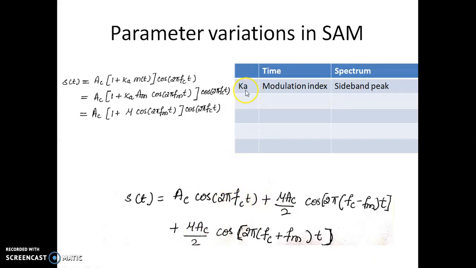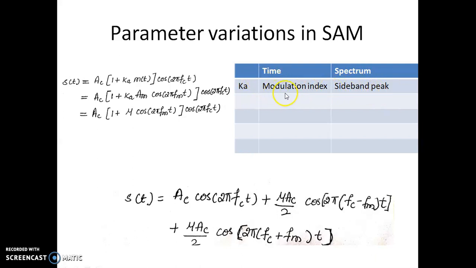So if you change the value of Ka, which is nothing but the sensitivity factor of your modulator, and Ka into AM, the amplitude of the modulating signal, is again represented by mu. So as Ka changes, mu is directly proportional. As you can see here, the amplitude of the sidebands will change. That is visible in the spectrum.